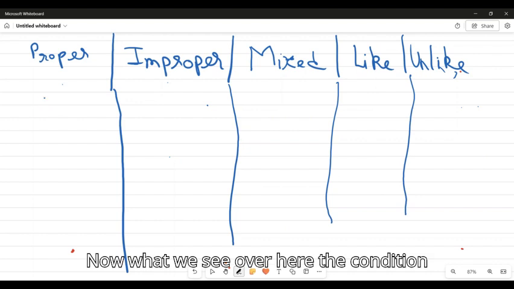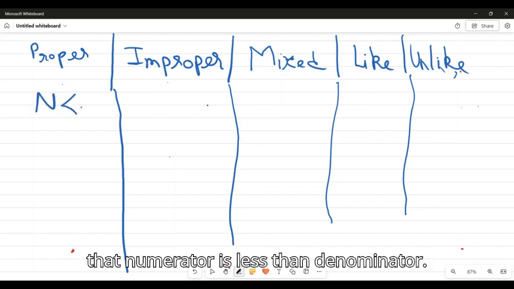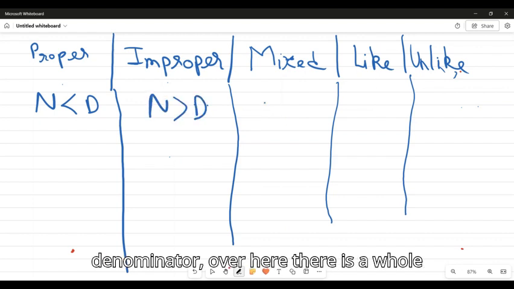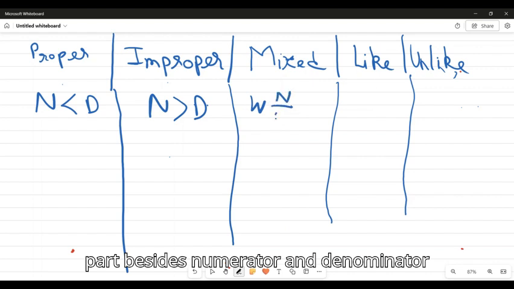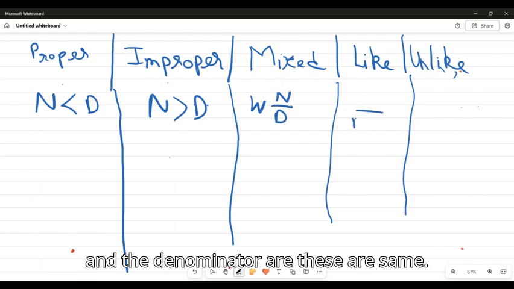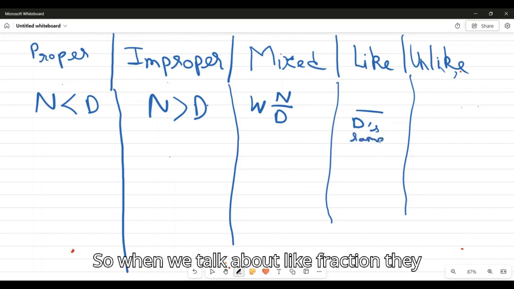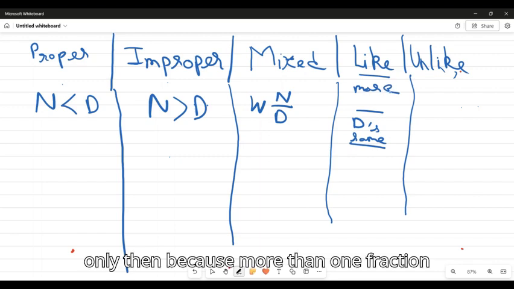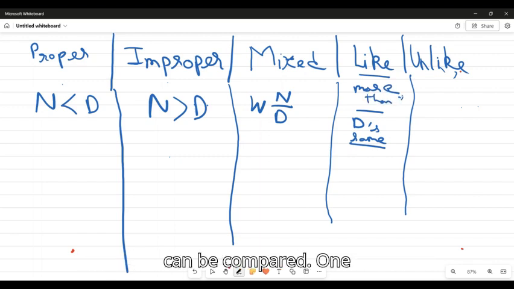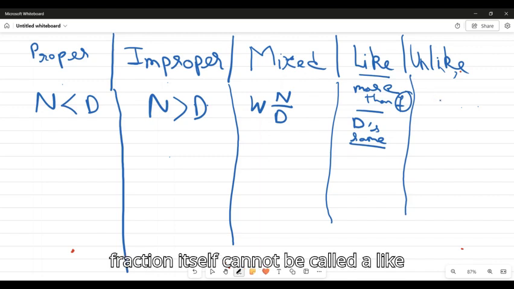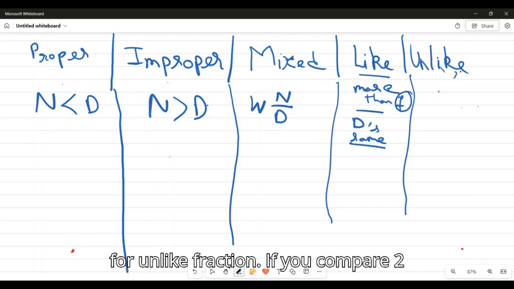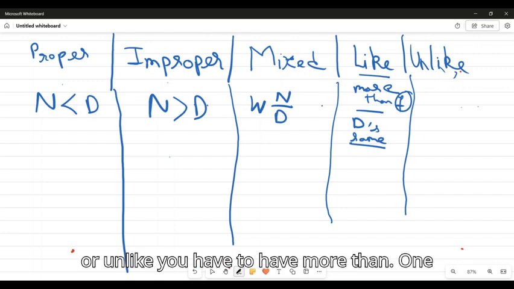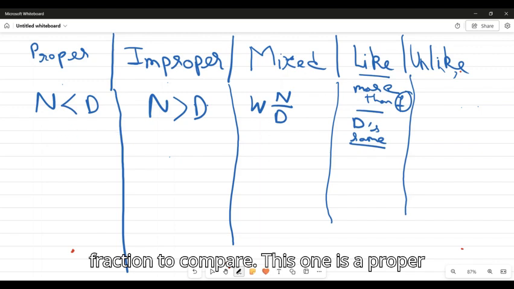Now, what we see over here is the condition that the numerator is less than the denominator, while over here the numerator is greater than the denominator. Over here, there's a whole part besides the numerator and denominator, and the denominators are the same. So when we talk about like fraction, there should be more than one fraction, because only then can they be compared. One fraction itself cannot be called a like fraction or unlike fraction. Same way for unlike fraction. You have to have more than one fraction to compare. This one is a proper fraction.